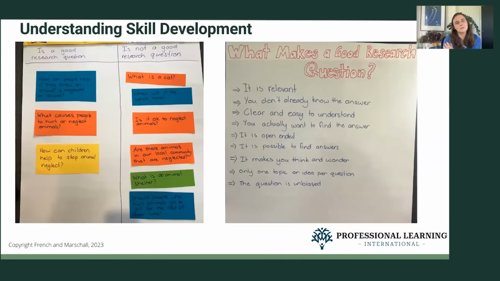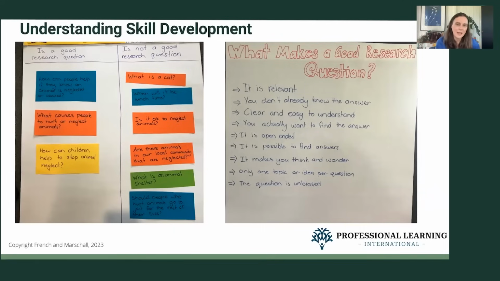So one way to support this in terms of understanding skill development is to actually use some of the strategies that we would be using in a concept-based inquiry approach around concept formation. So here's an example of a classroom that we're doing research questions and looking at that in more depth. So what is a good research question and what is not a good research question? And the teacher made some prompts for the students and then they had to support it.